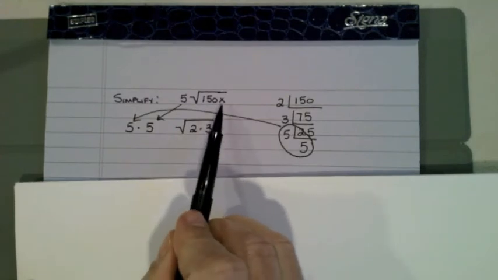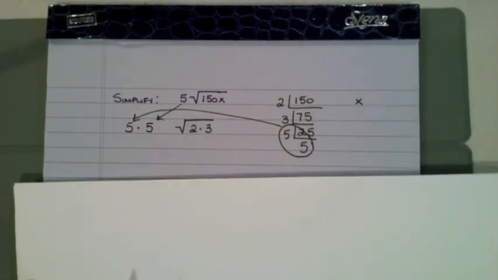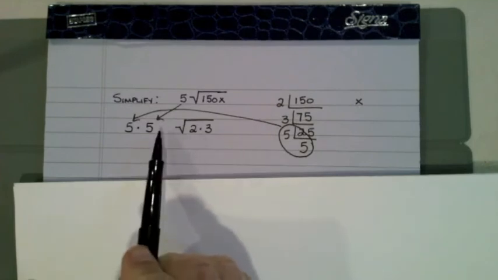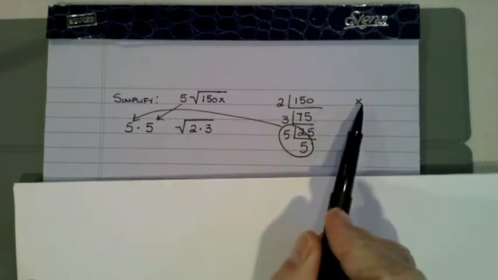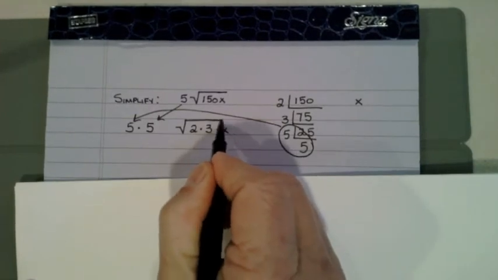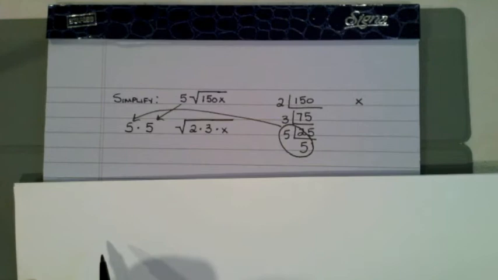Now I need to see what variables go on the outside. I only have one x. For me to be able to write an x on the outside, I would have to have a pair of x's. I don't have a pair of x's. I've only got a single x. So the single x stays up under that radical symbol. I can't put any x's on the outside.